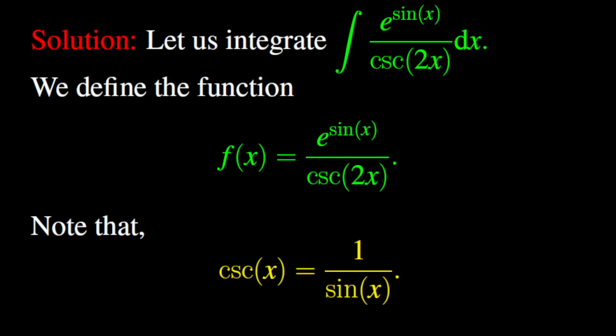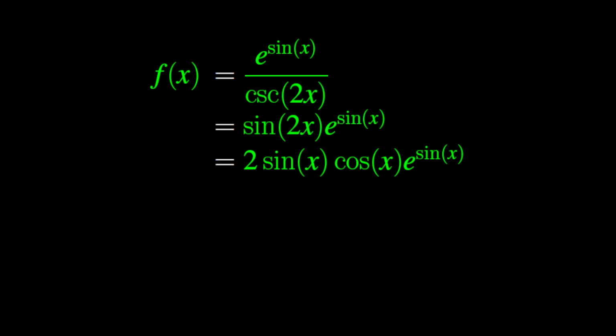We first notice that cosecant of 2x can be expressed as 1 over sine of 2x. This will allow us to greatly simplify the expression of the function we want to integrate. So, we have f of x, which is equal to exponential of sine of x divided by secant square of x, is now equal to cosine square of x times exponential of sine of x.